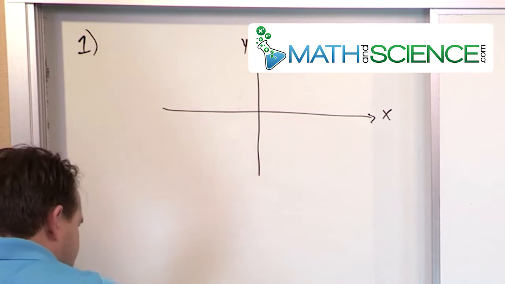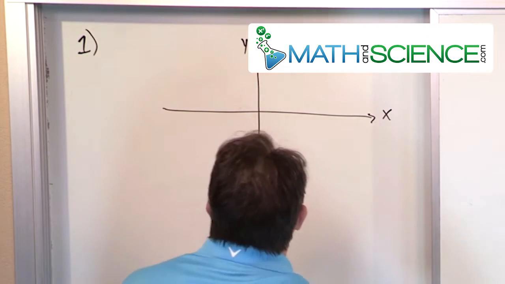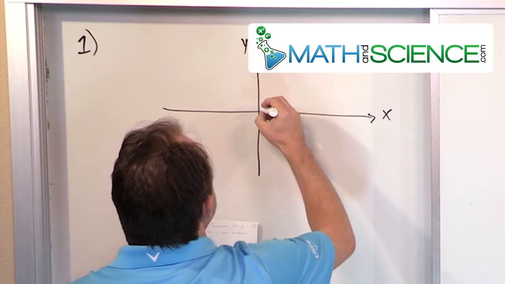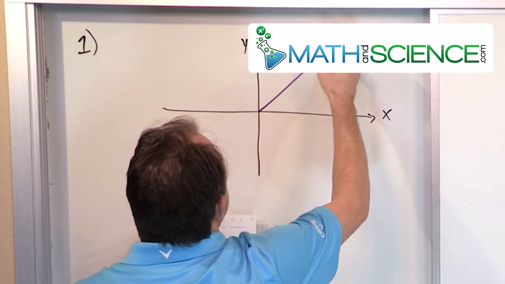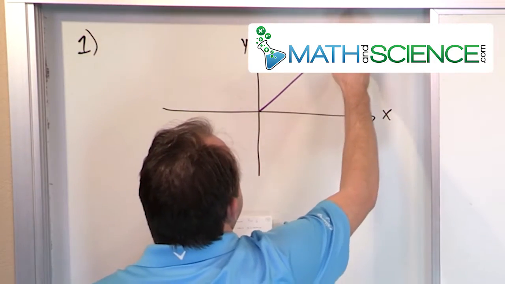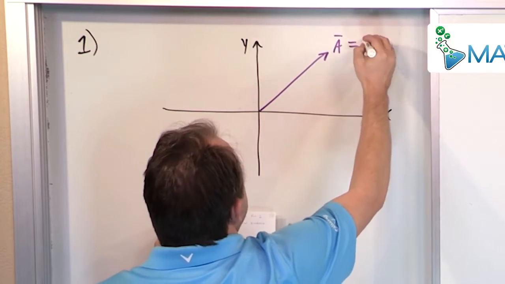And then we will go ahead and draw. Let's go ahead and draw the vector in purple here. And let's draw it in quadrant number 1. And let's make it easy. Let's draw this at a 45-degree angle. So the vector A has a magnitude of 13.